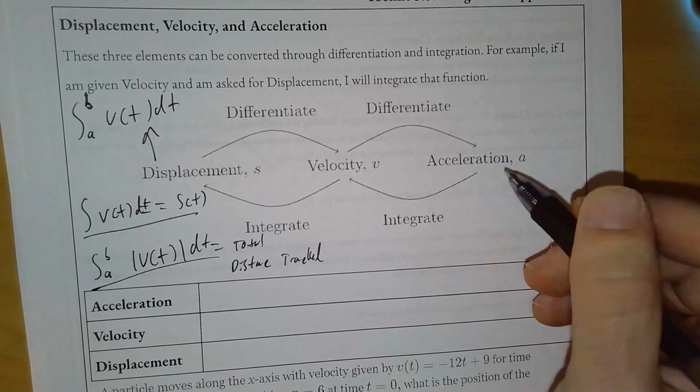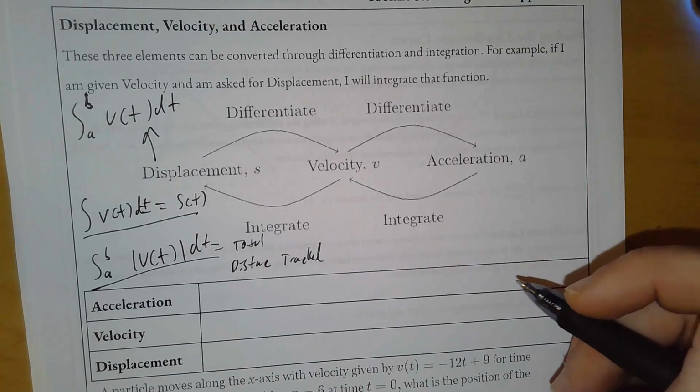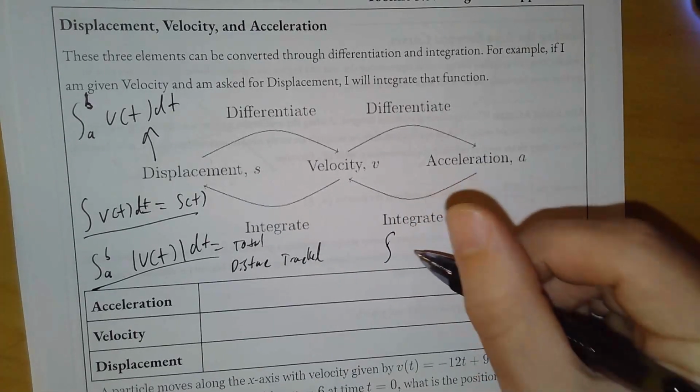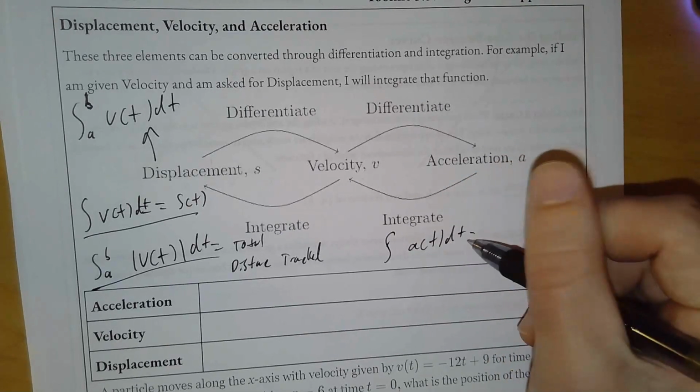Similarly for acceleration, right? If I take the general integral of acceleration, the general integral of a of t dt, that will give me v of t.